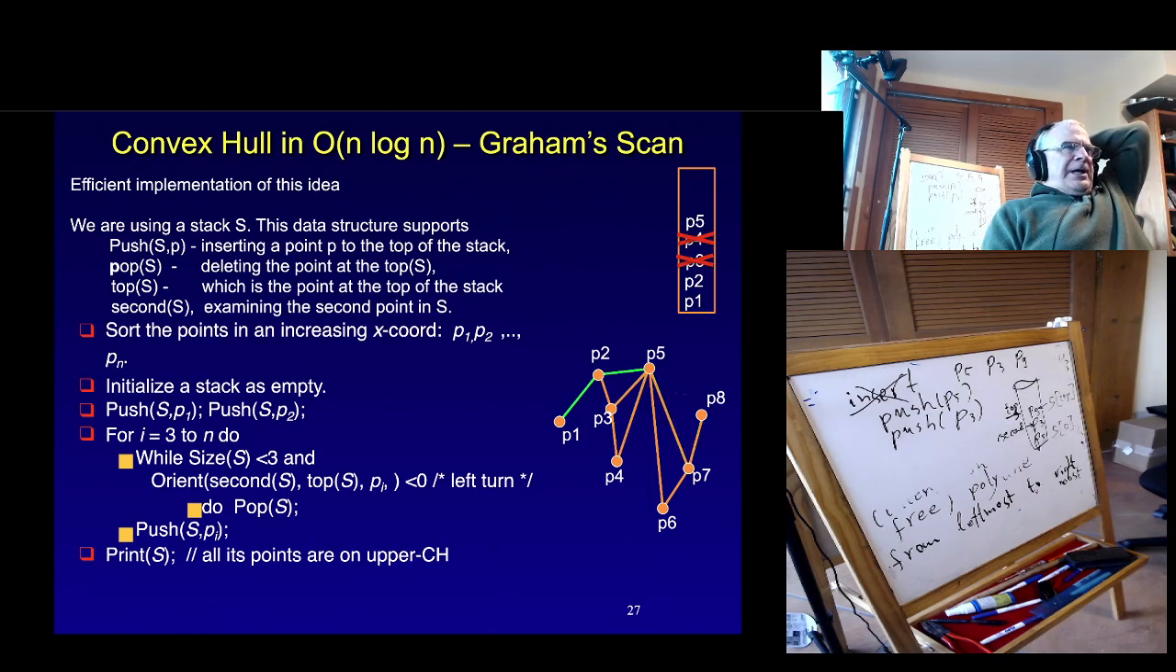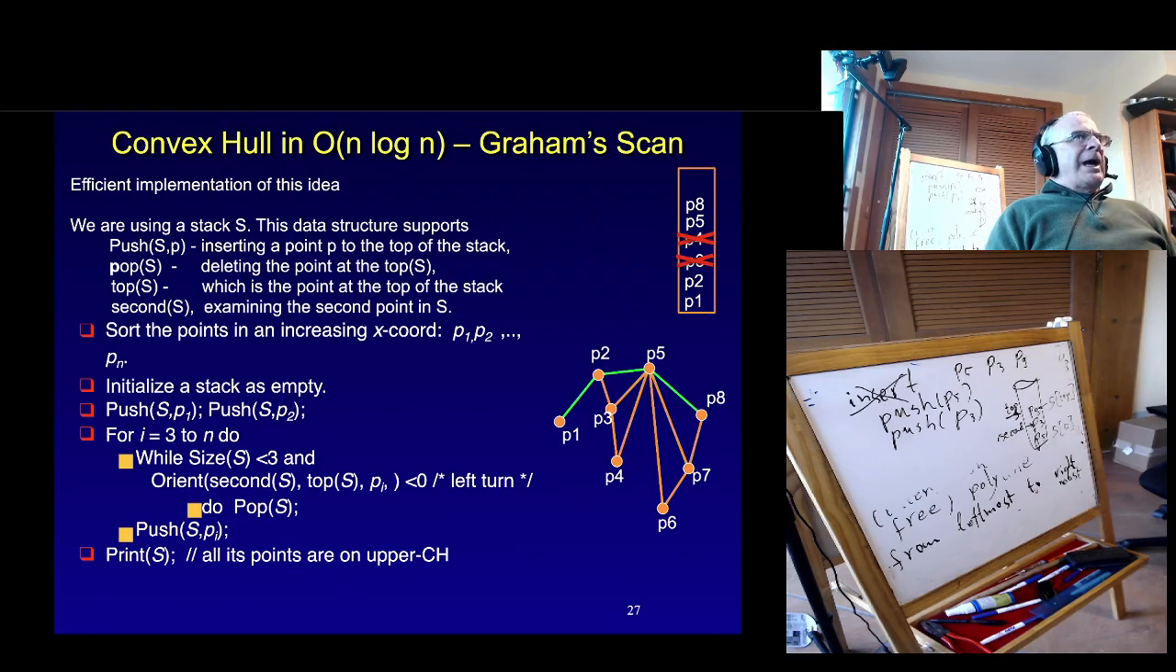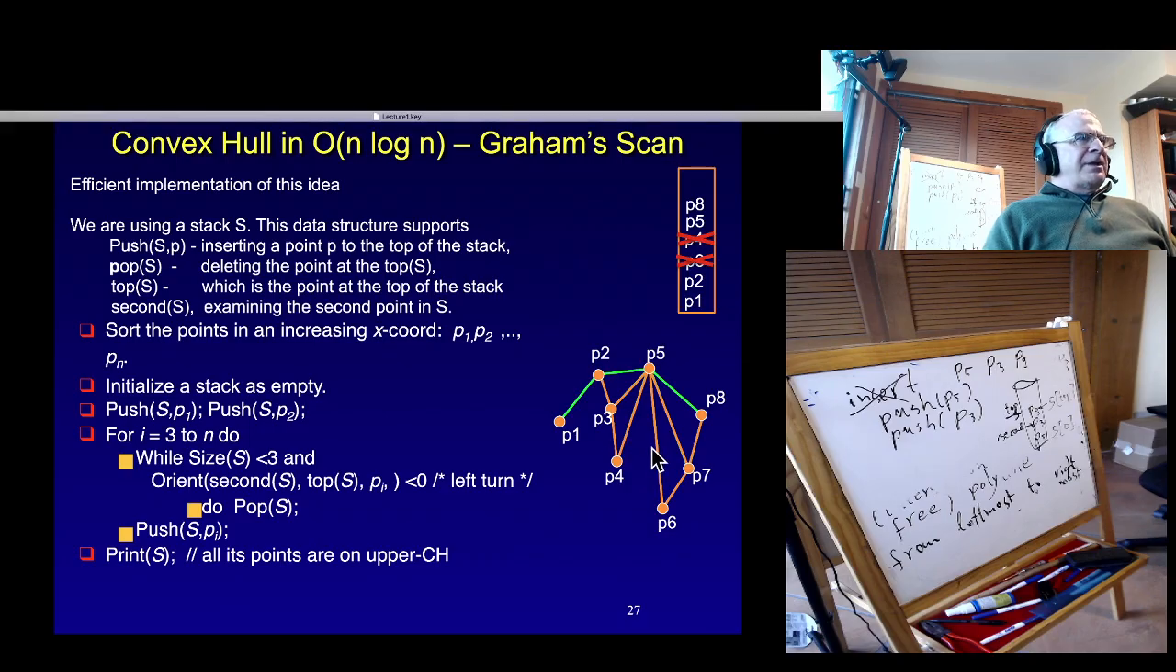Okay, and when you are done, only at this point you can print. The points in the stack are exactly all the vertices of the upper convex hull. Can somebody please explain to me, assuming that the points are already sorted from left to right, how much time will the whole process take?